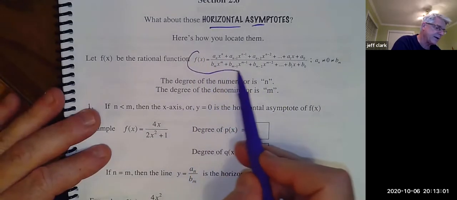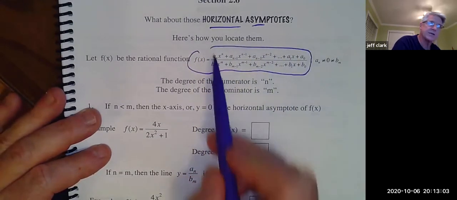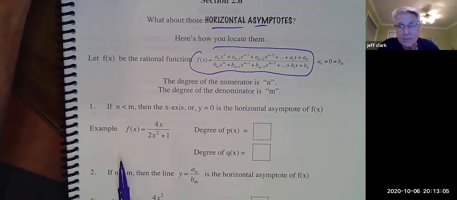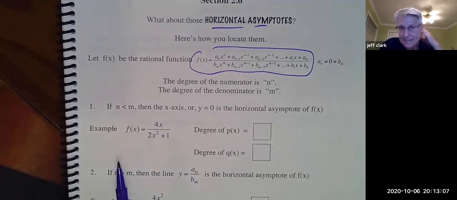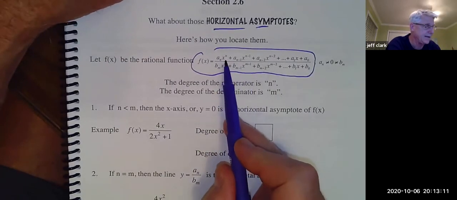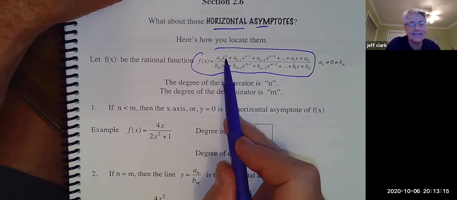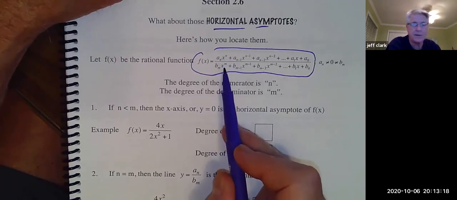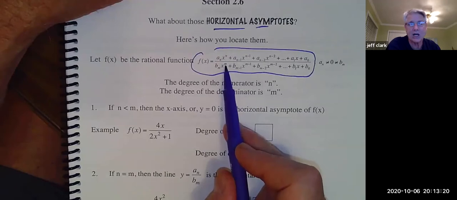This big, scary function equation right there is in your textbook as well. Basically, it's saying you have a polynomial at the top, with a degree n at the top, in descending order of power. And down below, just to have a different letter, that's a degree m.